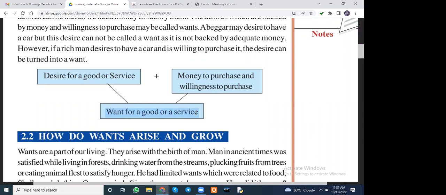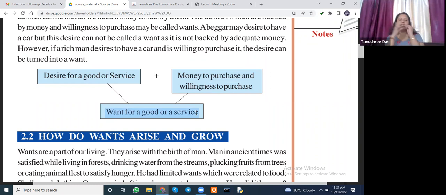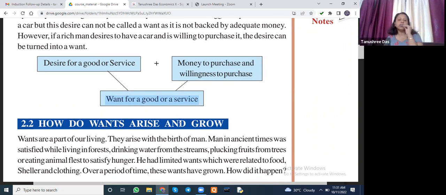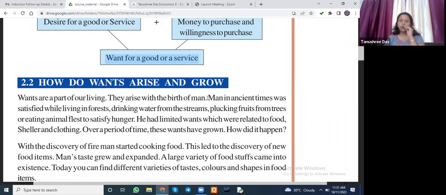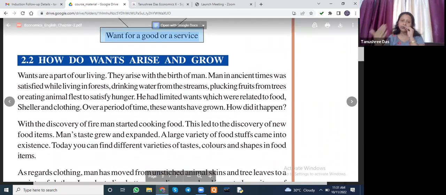Yes, ma'am. Okay. So now the next point is how do wants arise and grow? How does a want arise and grow?